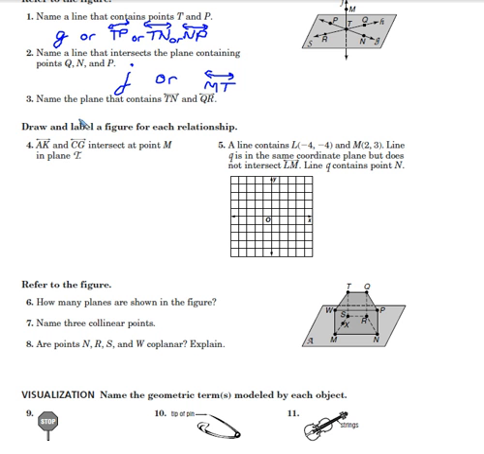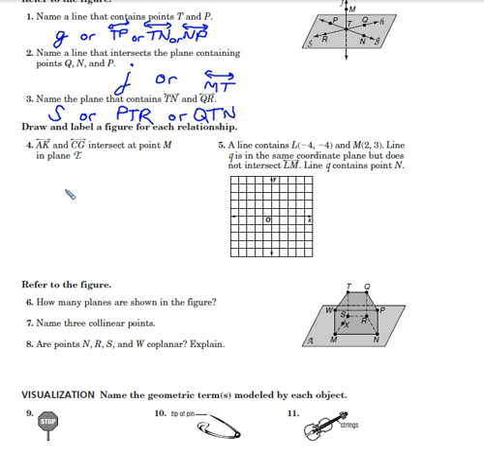Number 3, name the plane that contains TN and QR. That is referring to plane S. We can also call that plane PTR, or we could call that QTN, and there's quite a few others. The point is, naming a plane requires 3 non-collinear points. Now, 3 dot points that are not on the same line.